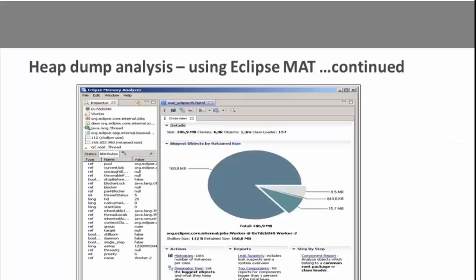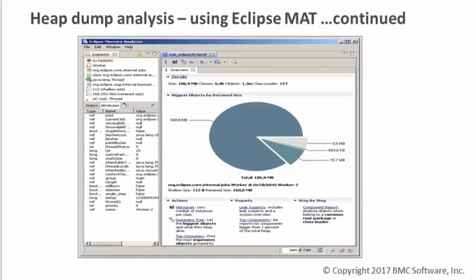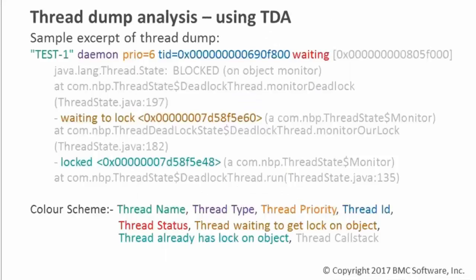Going back to the presentation. Now let us see how we analyze thread dumps using the thread dump analyzer tool. Before that, I would like to give you some detail about thread dumps, what data a thread dump contains. I have mentioned one sample excerpt of a thread dump, where I have tried to highlight the different properties of a thread dump in different colors.